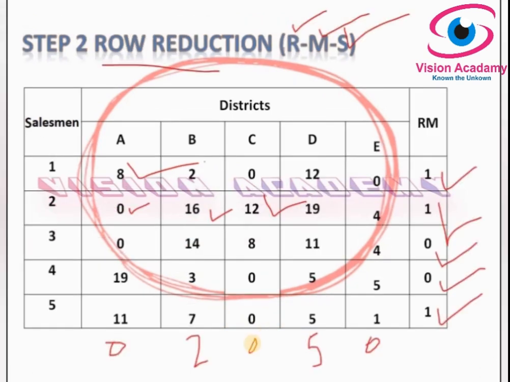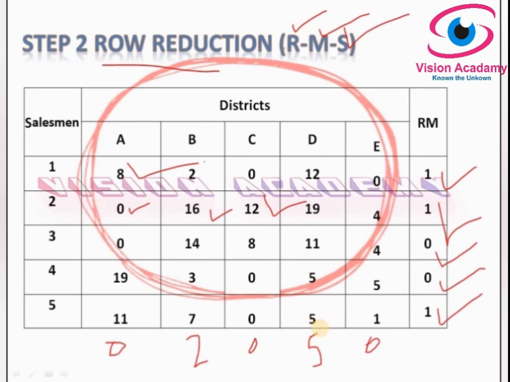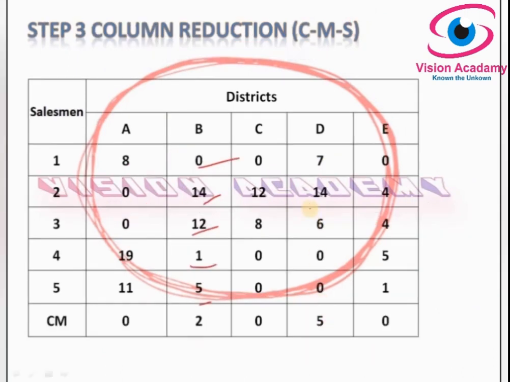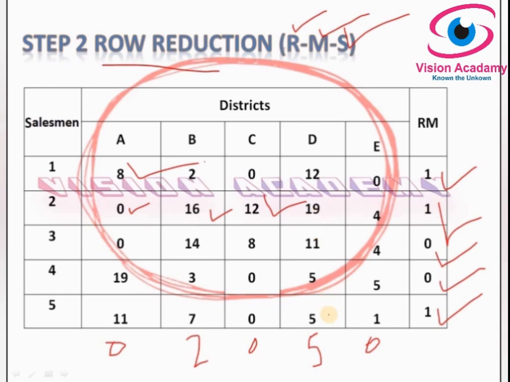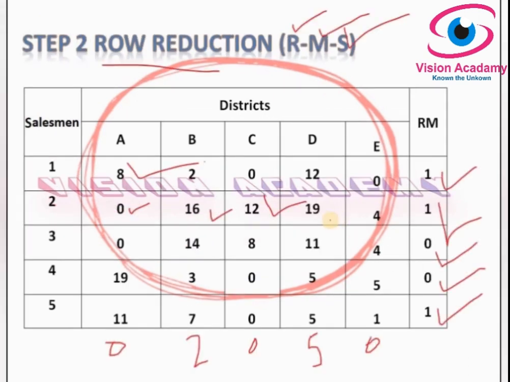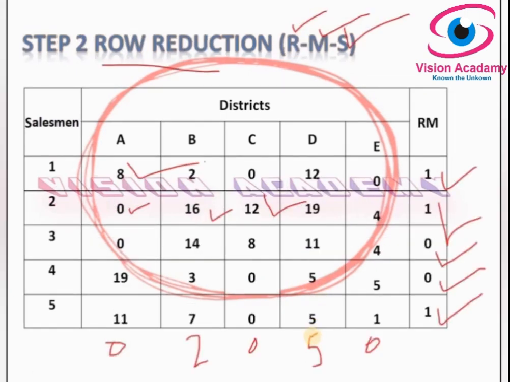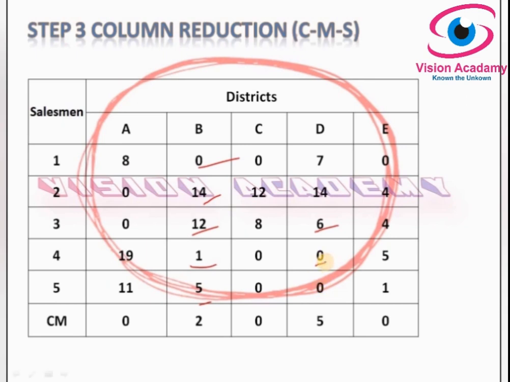Here in the third column, the column minimum is 0, so you can take values as they are. So 0, 12, 8, 0, 0. And in the fourth column, the minimum is 5, so you have to subtract 5 from the values. So 12 minus 5 is 7, 19 minus 5 is 14, 6 minus 5 is 1, 11 minus 5 is 6, 5 minus 5 is 0, and again the last, 5 minus 5 is 0.